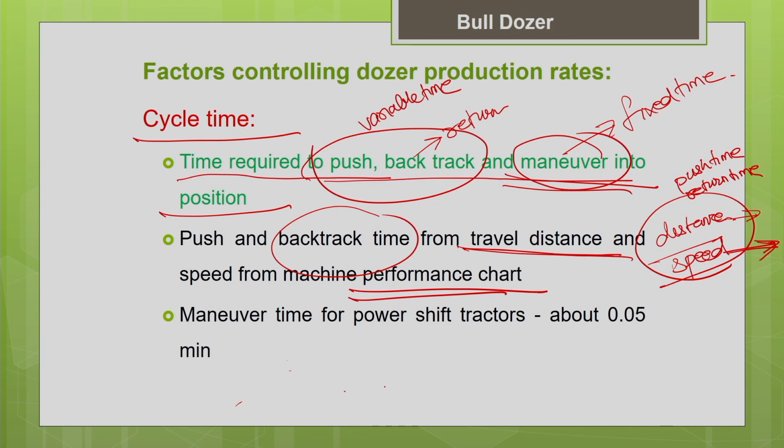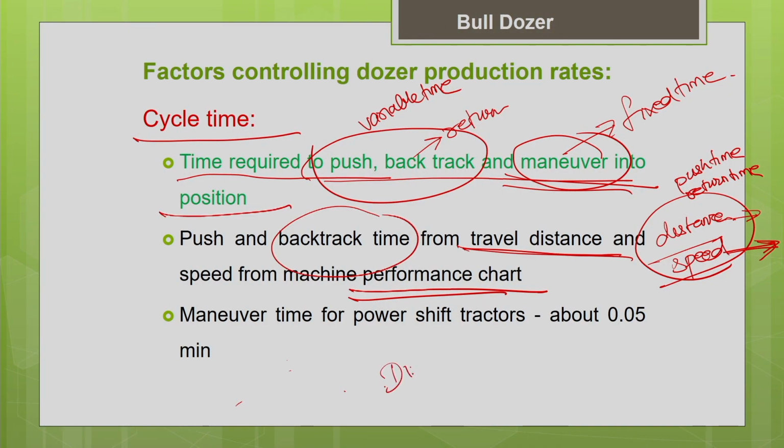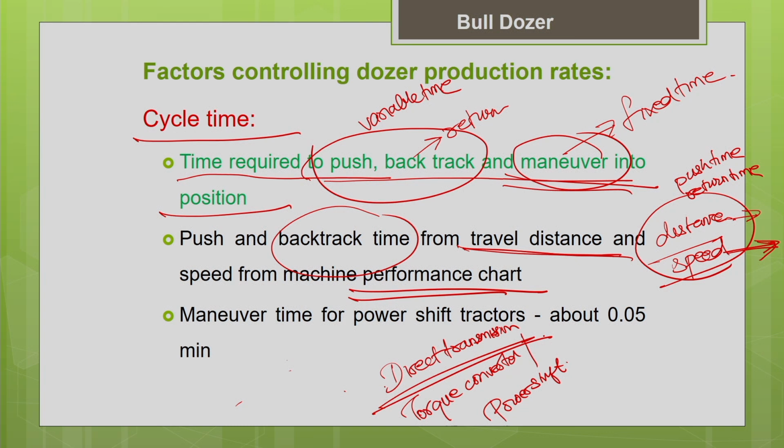This maneuver time will depend upon the type of transmission. In all machines there are two types of transmission possible. One is direct transmission, or you can have the torque converter mode, torque converter or power shift. Direct transmission, as I told you earlier, is nothing but manual gear change. The operator has to manually change the gear depending upon the load conditions. Here the torque converter automatically matches the engine output according to the load conditions. You need not change the gear manually. In the torque converter, it is automatic gear change.